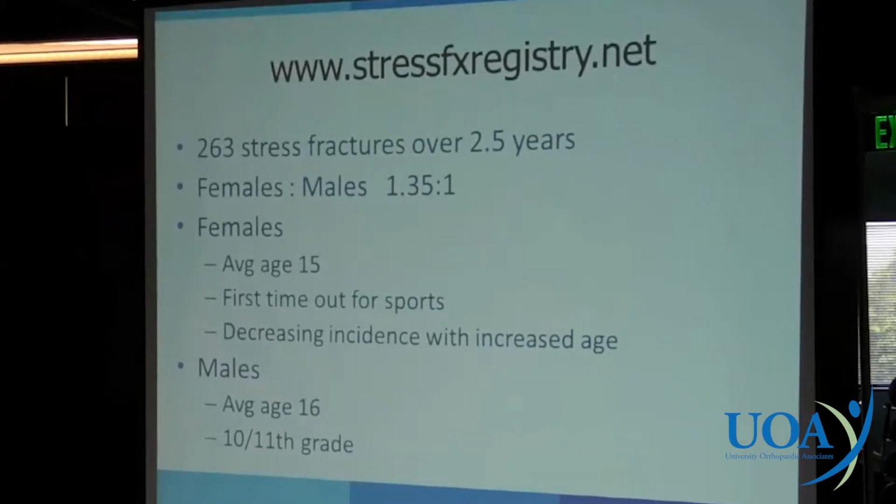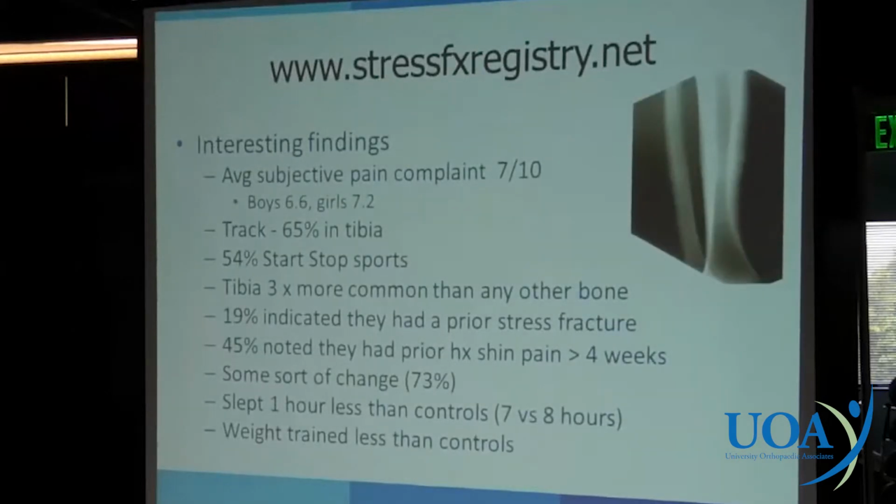And I think that's one of the most important things we can offer to our student athletes. So some of the interesting findings, again, Eric pointed out the number 6 as a good mark of pain scale. That's a significant number. So we've seen this, the scores were in the range of 6.6, 7.2 for girls. So these were confirmed stress fractures.